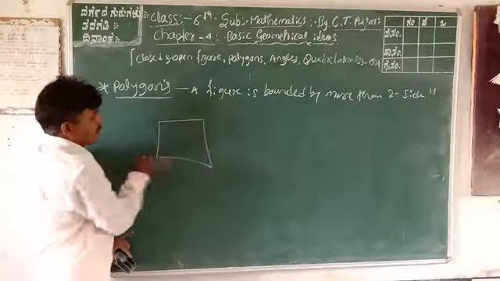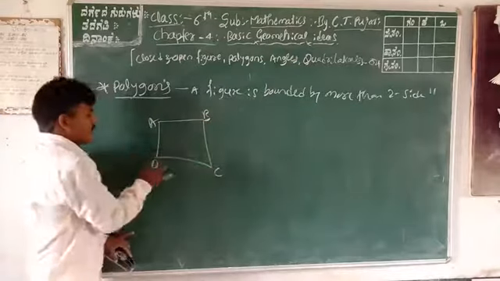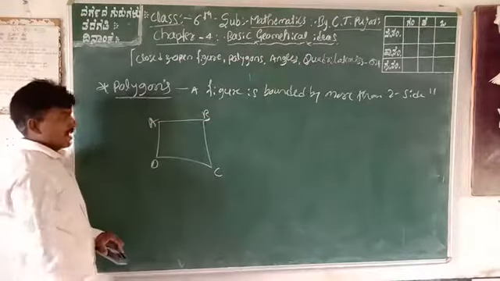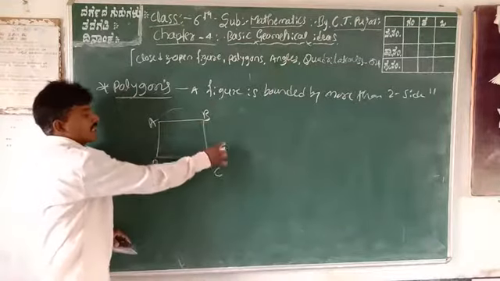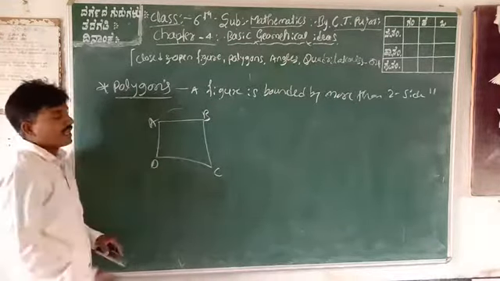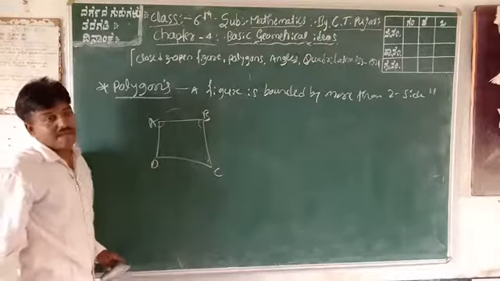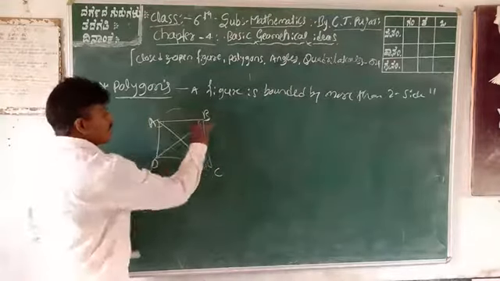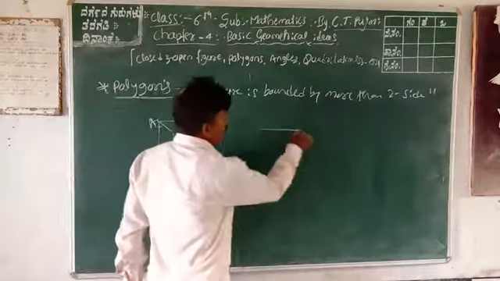Next you can study the polygon quadrilateral. Quadrilateral A, B, C, D. This is a four-sided polygon. In this polygon, four sides are here: one side, second side, third, fourth. And also four angles are here, and also diagonals are here. AC is one diagonal, and BD is also one diagonal. Two diagonals are here.